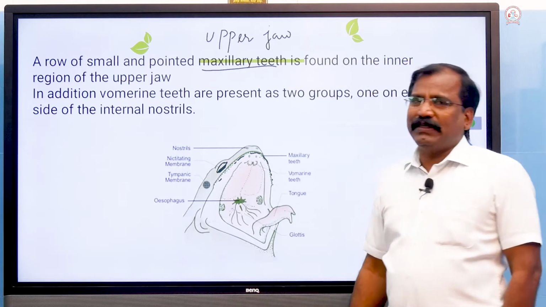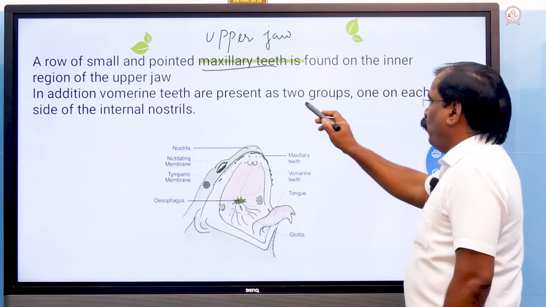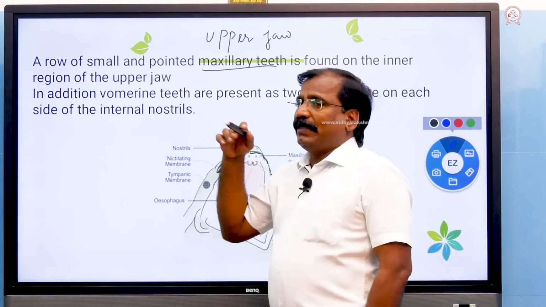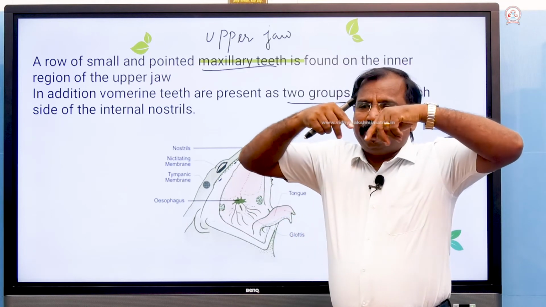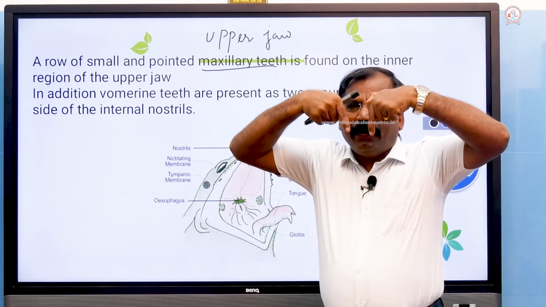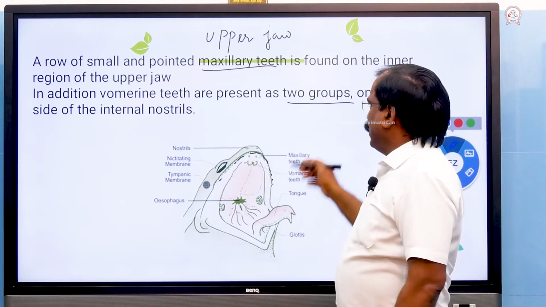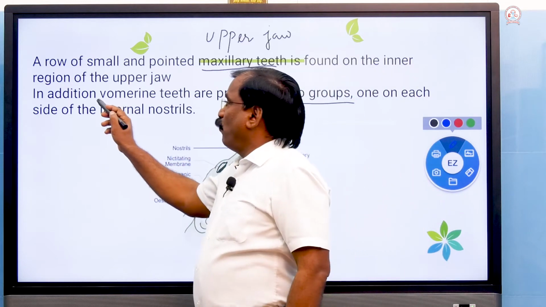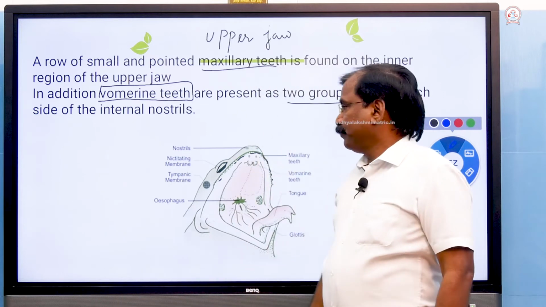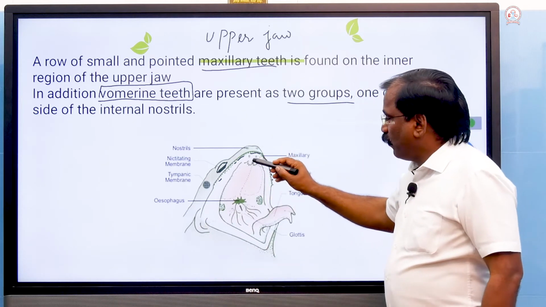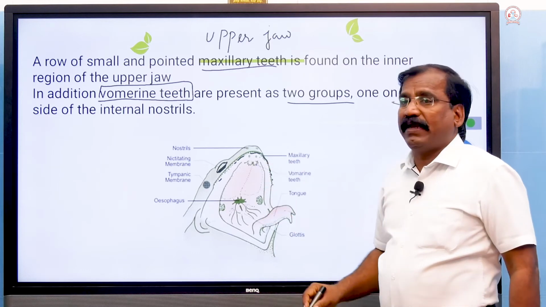In addition to the maxillary teeth, there are two very important groups of teeth which are curved inwardly. They are not straight, they curve. These two groups of teeth are called vomerine teeth, very very important. See here, this is the nostril. Behind the nostrils, there are two groups of vomerine teeth.